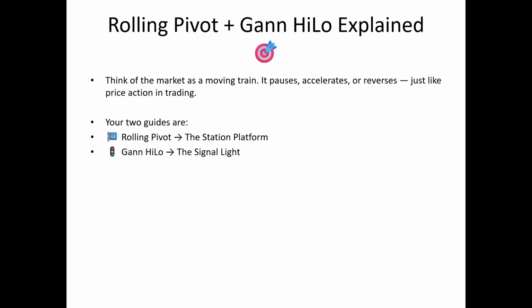So, rolling pivot and Gann Hilo are like your two guides. Rolling pivot is the station platform, Gann Hilo is the signal light.